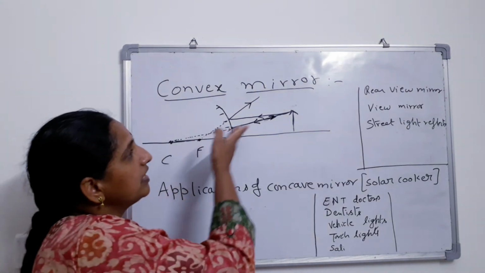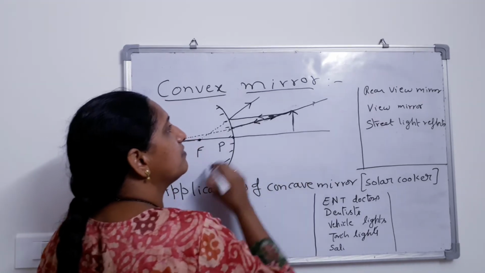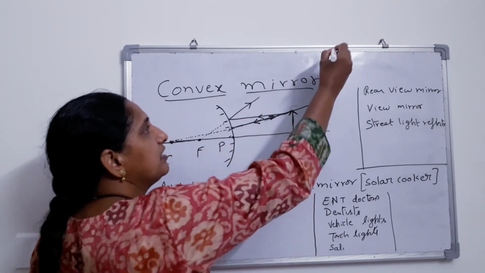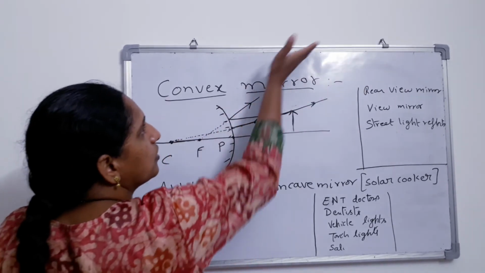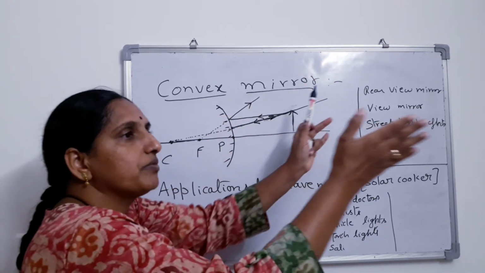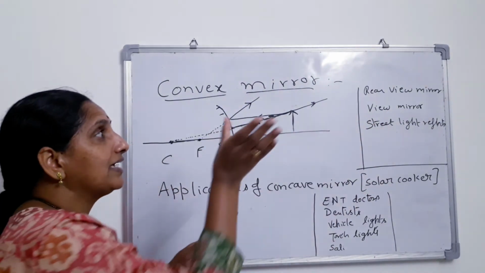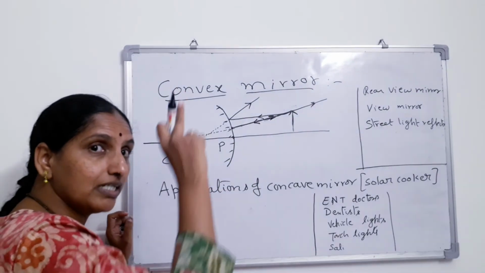See here, this ray is going like this. Let me extend the reflected ray like this. This is the reflected ray. So they are diverging away. As you move even farther, you can see they are getting diverged away. They move away from each other, so there is no point where they converge anywhere. So it is similar to the special case of concave mirror.